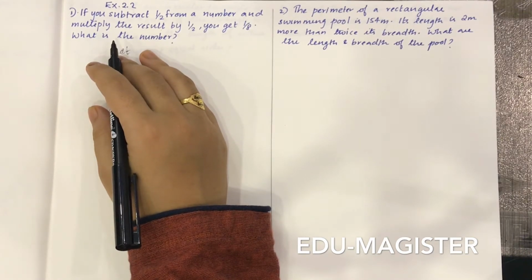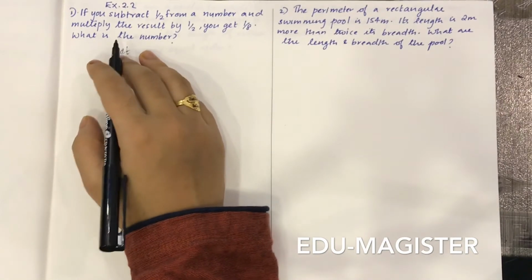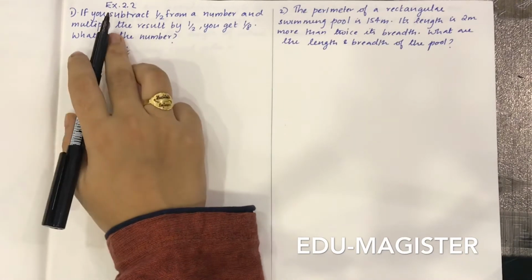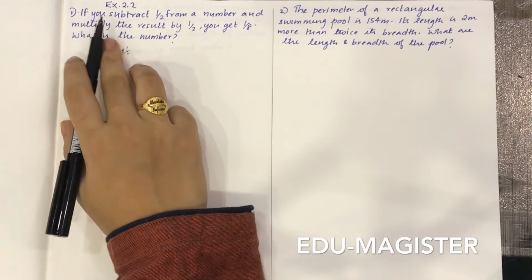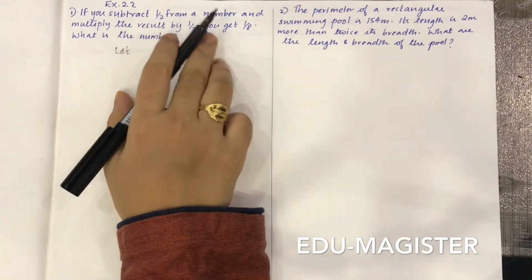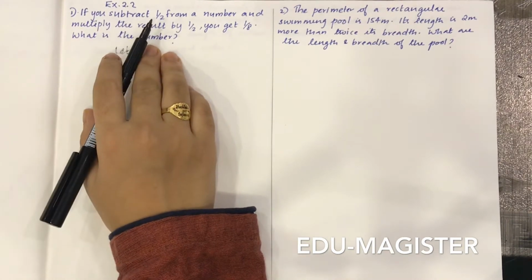Here the most important point is to form the linear equation from the given question. For that, I recommend you read the question at least twice before actually answering it. So let's look at some of the questions. Exercise 2.2, question number 1. If you subtract 1 by 2 from a number and multiply the result by 1 by 2, you get 1 by 8. What is the number?